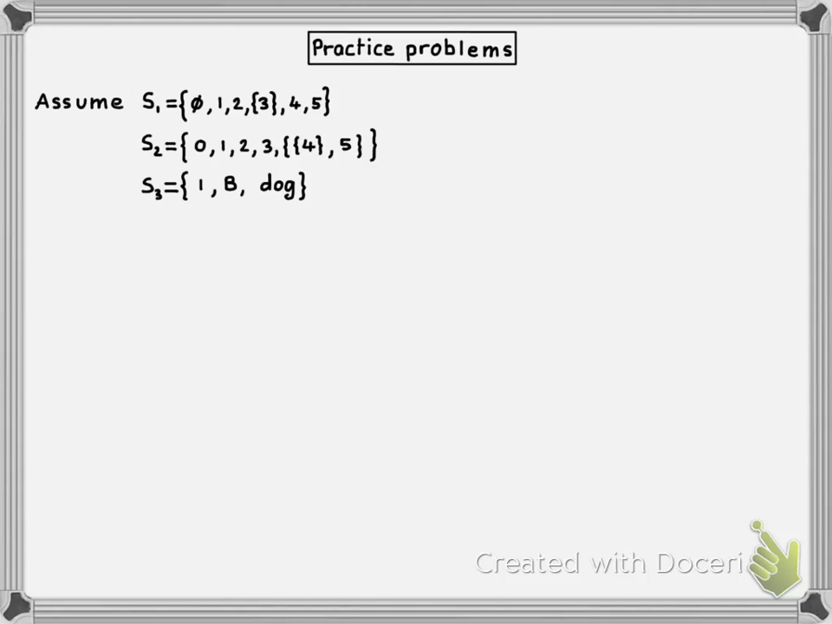Now, I'm going to put up a bunch of questions. I'm just going to read through them. Then I'll ask you to pause the video to answer the questions, and then we'll come back to discuss the answers. So the first question is: is it true that the cardinality of S1 is equal to the cardinality of S2? In fact, is it true that S1 is equal to S2?